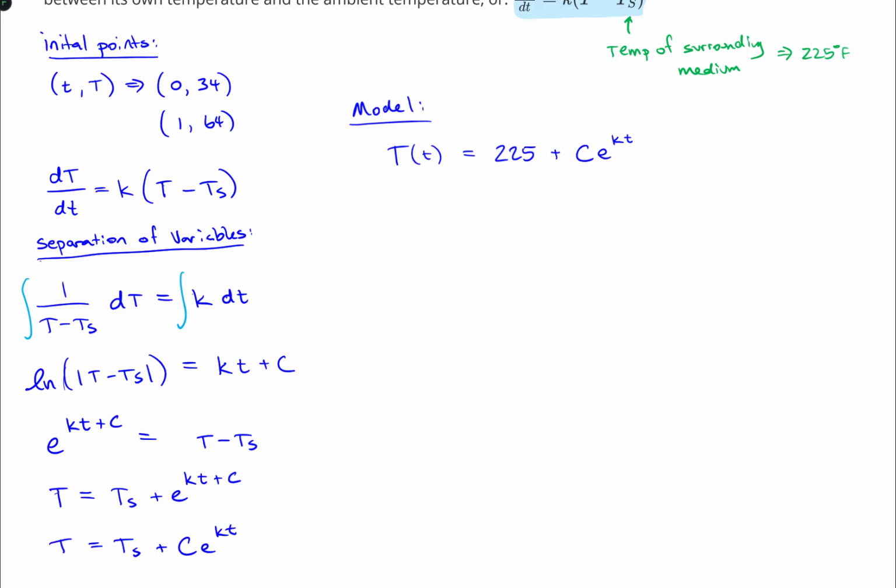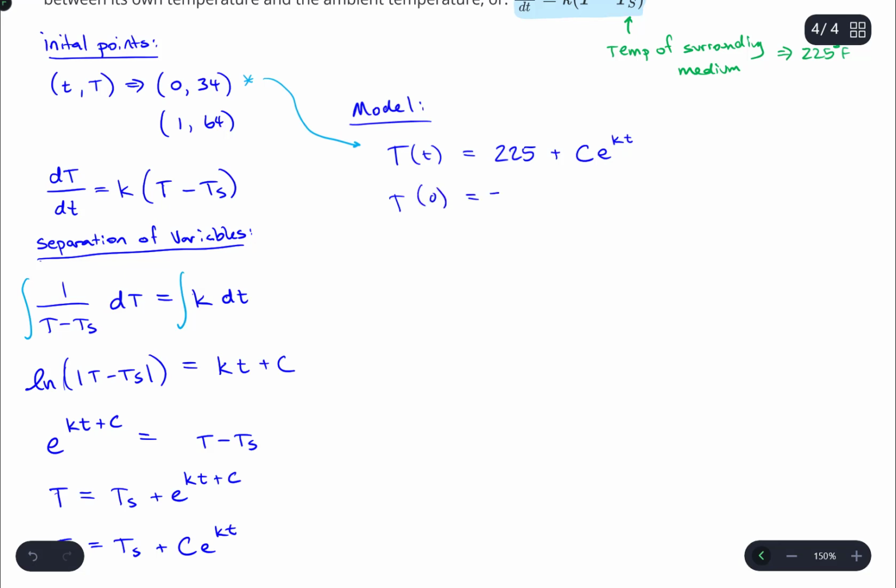All right, now, our first point, when I plug this point into this model, what I end up with is the temperature at time 0 is 225 plus C e to the k times 0, which is 34 degrees. Okay.